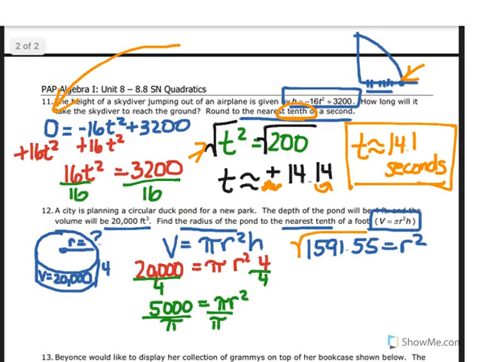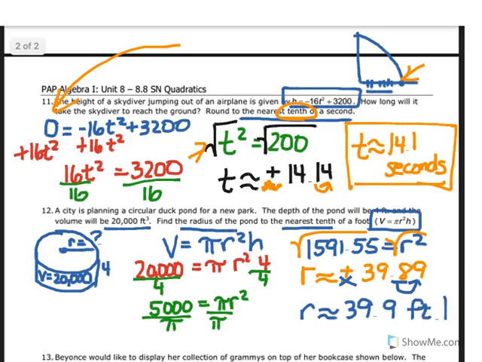So now we want to take the square root of both sides, and I get r is approximately equal to plus or minus 39.89, and of course we're going to ignore the negative option because the size of a pond cannot be negative. And then it said round to the nearest tenth, so we look at the 8 and we go past, and so we're going to say r, the radius of the pond, is approximately 39.9 feet. And there we go. One more and we're done.